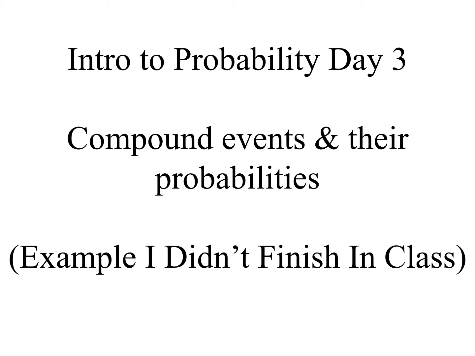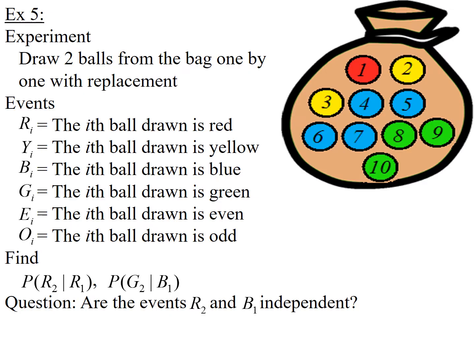Okay guys, so I'm making this video to go over the examples that I didn't get to go over in class today in lecture. The lecture I'm talking about is the fifth lecture of the class, which is probability day 3. And the very last problem we did was example 4. We're working on conditional probabilities, and so we're going to continue with that now with example 5. So let's take a look at that one.